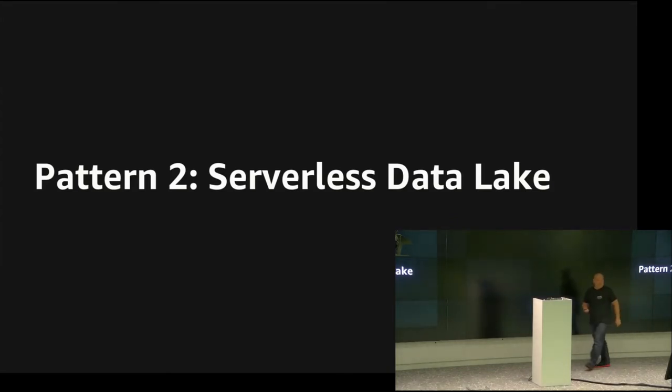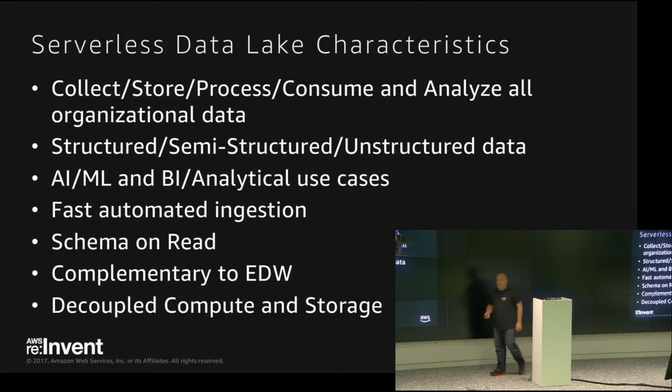Second pattern, serverless data lake. The data lake characteristic is that it collects, stores, processes, consumes, and analyzes all, and I mean really all, organizational data. It's a kind of new concept, especially for companies that used to use on-premises storage, because after some time they had to throw away all the data because the storage had some capacity restriction or limit. Here the center of the data lake is S3. It's virtually unlimited. So whatever data you put there, it's there and you can just add and so on. And then later on, do some kind of analytics you were not able to do before.